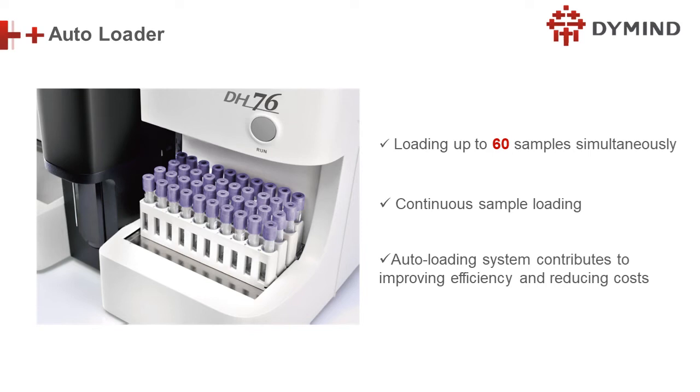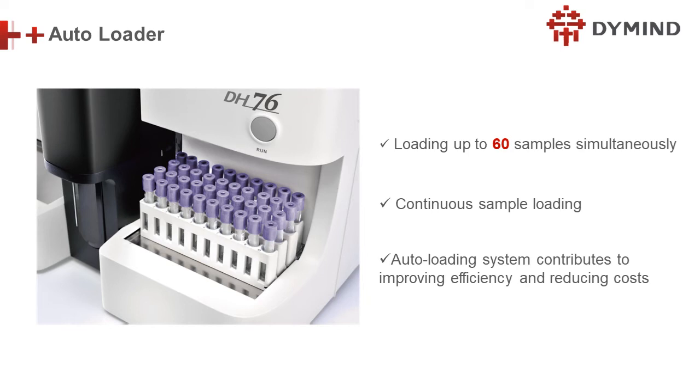Autoloader. Here you can see the capacity: 60 samples at once, and we can do continuous sample loading. The autoloading system contributes to improving efficiency and reducing cost. This is very helpful for the nurse. Otherwise, the operator will go crazy from manual feeding. It's so boring. So with this autoloader, it is much more convenient. That's why we don't need to open a cap, right? There's also another advantage in the current situation because of COVID-19, where opening a cap is not allowed.